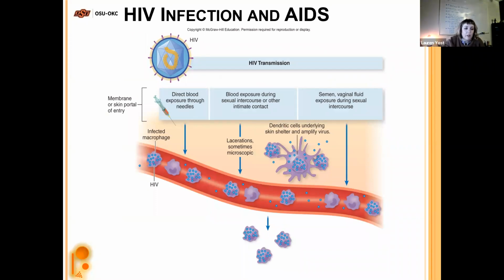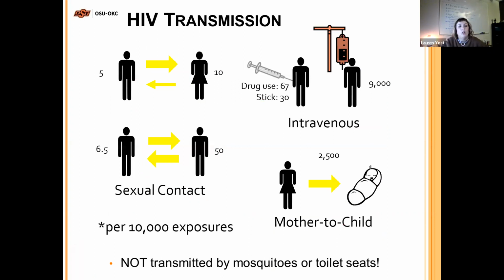Transmitting HIV. We have transmission through direct blood exposure, like needle sharing. We have blood exposure during sexual intercourse or intimate contact. And seminal and vaginal fluid exposure during sexual intercourse can also lead to transmission of HIV, even when blood does not seem to be present. I'm not going to get too much into this. It's just talking about the frequency of transmission of HIV due to sexual contact, whether heterosexual or homosexual contact. It is more common to have it transmitted by homosexual contact. That's just the numbers.